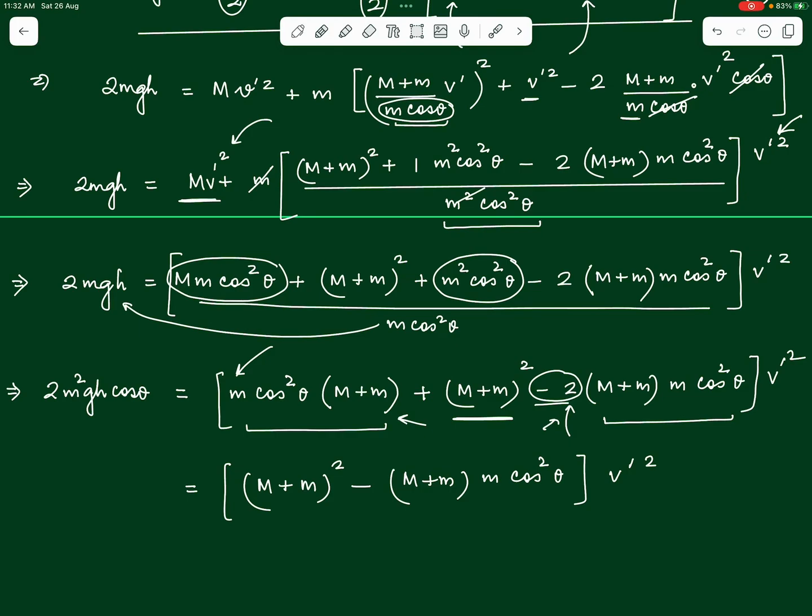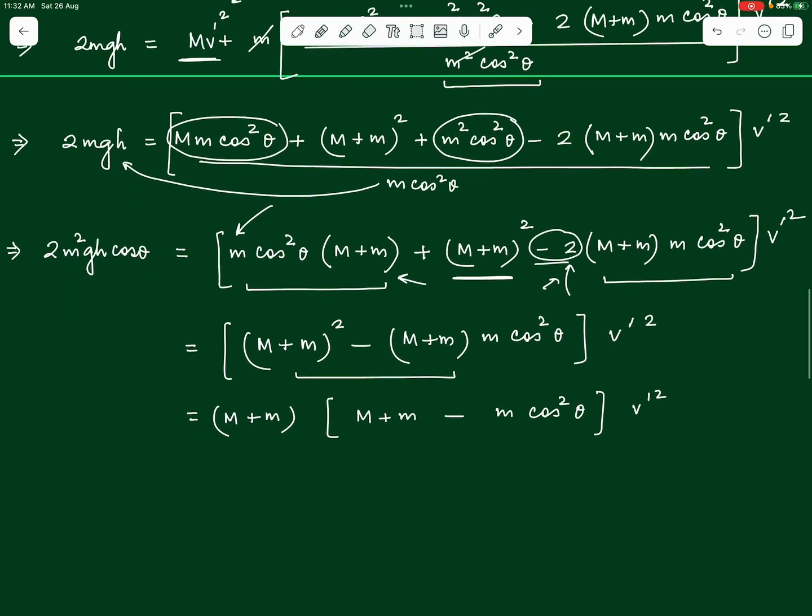So what are we getting now? Do we see that we can take a capital M plus small m once again common out of these two terms? When we take out (M + m) common, we will be left with, in the first term, (M + m), minus small m into cos squared theta, isn't it so, into v dash squared. And now see this carefully, (M + m) into this, from these two terms we can take a small m common, so that we have 1 minus cos squared theta, which we can now write as sin squared theta, right, into v dash squared.